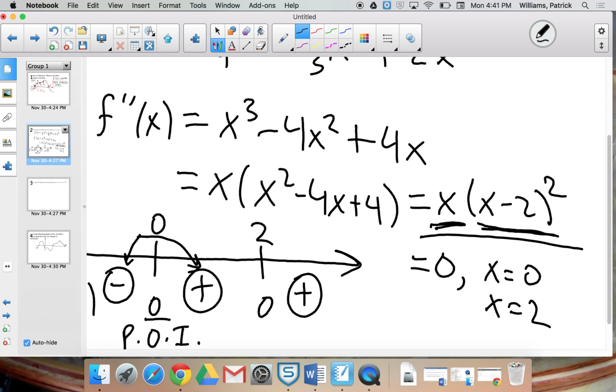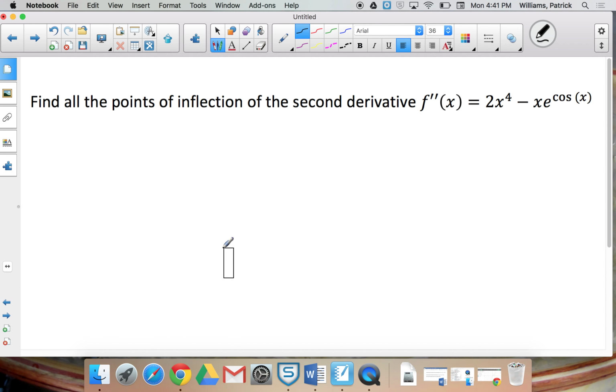Here, we're going to do something a little bit different. Now I've given you a second derivative. Pretend this is on the calculator portion of the AP exam. If they gave you a second derivative like this, how would you find out where we would have a point of inflection? All right, try to solve it yourself.